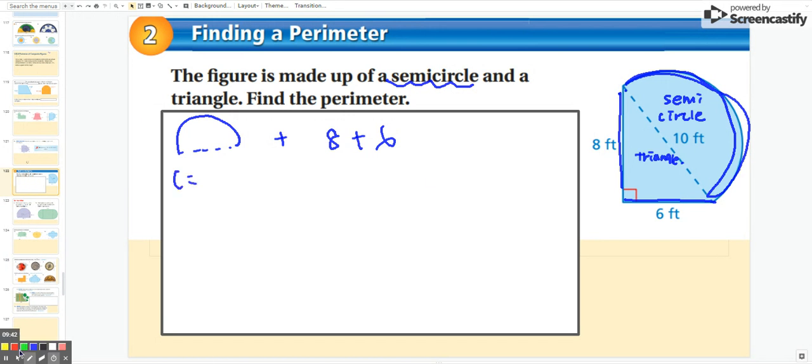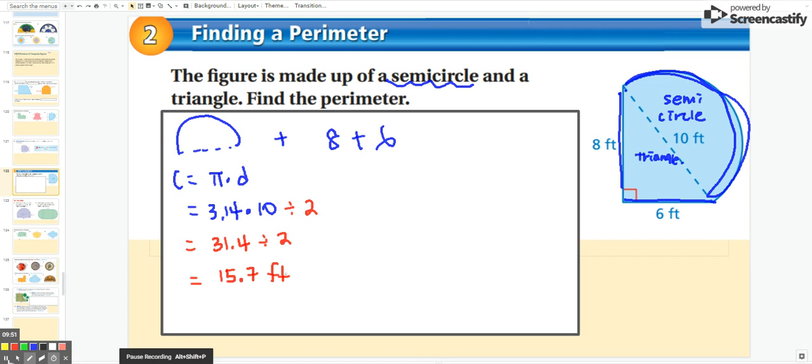And how can I find the circumference? C is equal to this. This is how you get a circumference, but we only need half. So it is 15.7 feet, and now you're going to add it to 14. So the answer is 29.7.